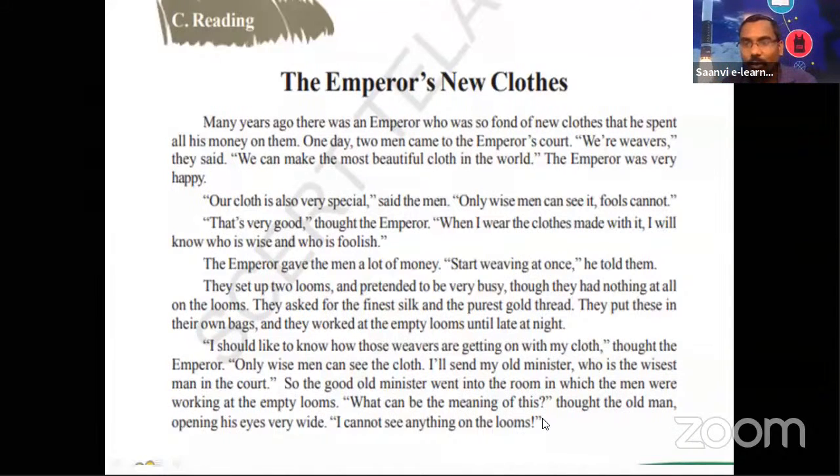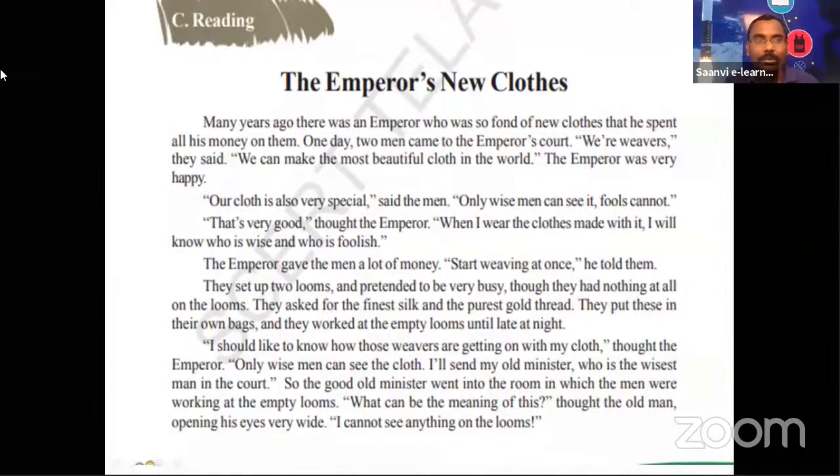They already said that only the wise men can see the cloth. If the old minister says that he cannot see anything on the loom, the people will think that the minister is not wise, that the minister is a fool. That is why when he looked at the loom and didn't see anything, he thought, why? I cannot see anything. Am I not wise? Am I a fool? The thought just ran in his mind.